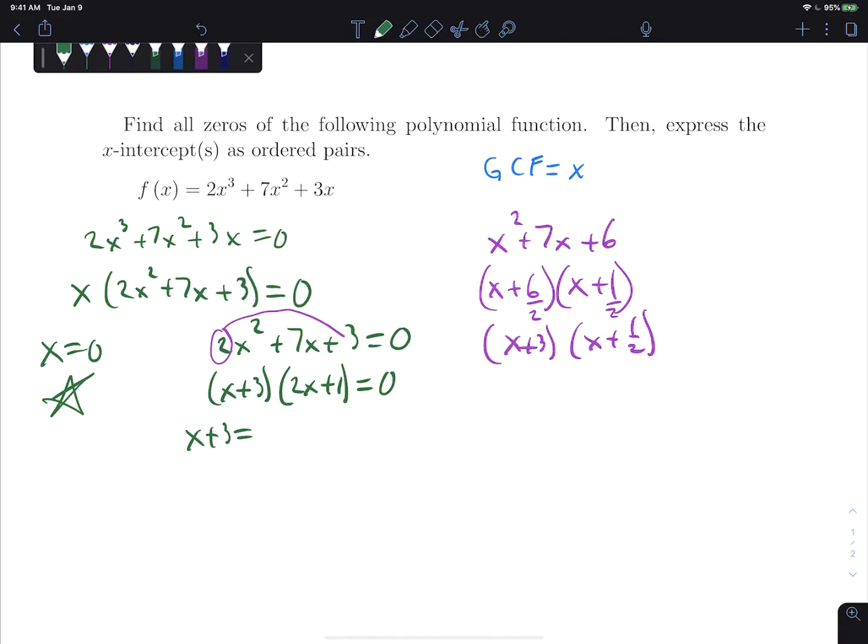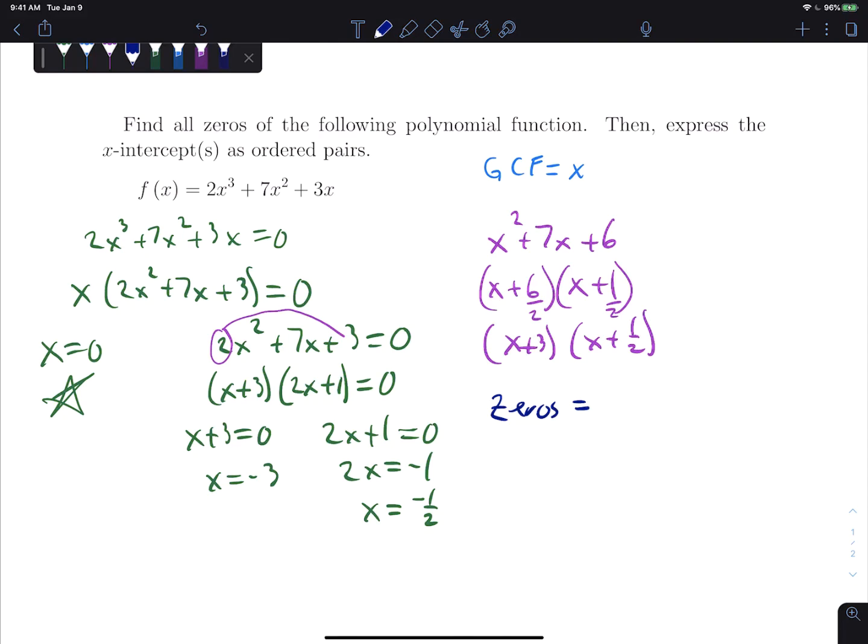We get x plus 3 equals 0, 2x plus 1 equals 0. And then solve. Subtract the 3 means x equals negative 3. Subtract the 1 means 2x equals negative 1, and divide by 2. So x equals negative half. Fantastic. So this tells me that the zeros are going to be negative 3, negative 1/2, and 0. Notice that I like to put those in numerical order. It doesn't matter if you do or not.